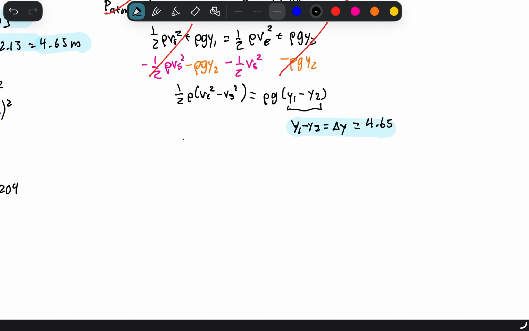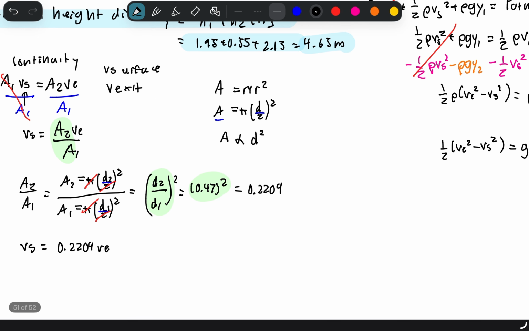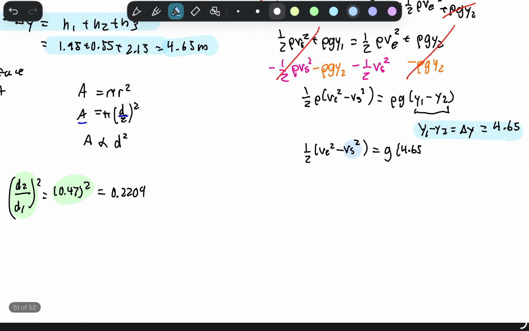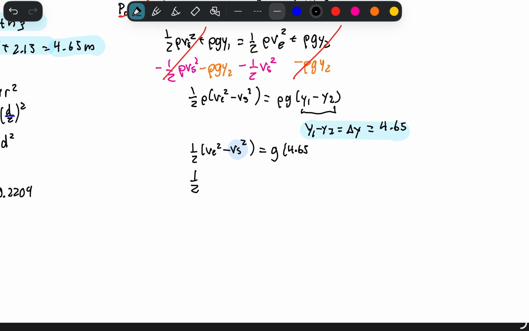So after this, we can substitute everything else in. 1/2 (Ve squared minus Vs squared) equals g times 4.65. So we know that Vs is equal to 0.2209 Ve over here. So you can actually take this and substitute it into your other equation where we see Vs. And then after that, you're going to have 1/2 Ve squared minus 0.2209 Ve squared is equal to 9.8 times 4.65. So now you just have to do a bit of algebra and rearranging.